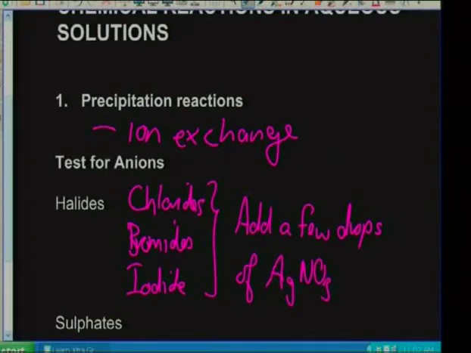In the case of a chloride, a white precipitate will form. In the case of the bromide, a slightly cream precipitate will form. And the iodide, we should get a yellow precipitate. Let's see if we can have a look at those.